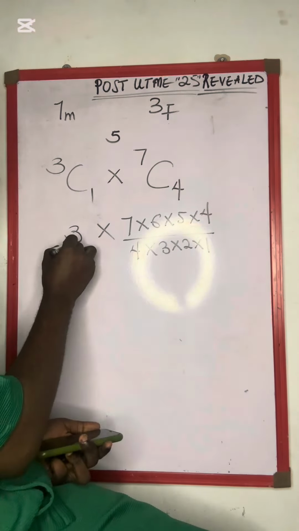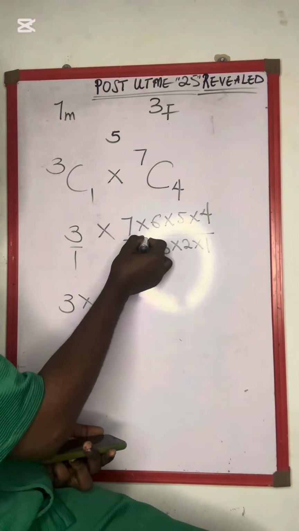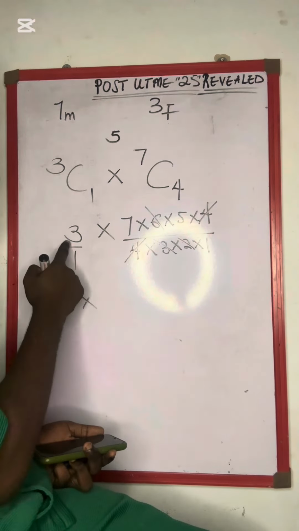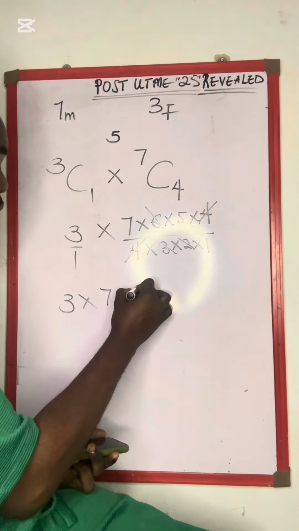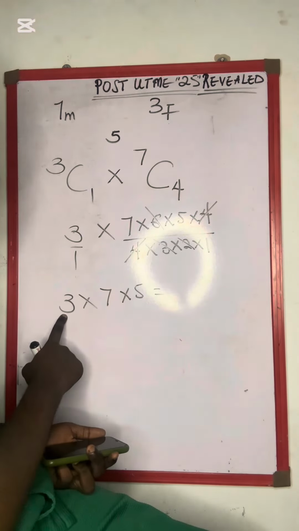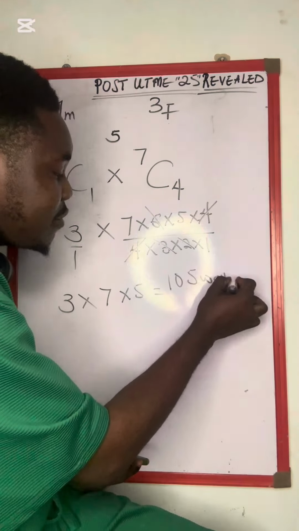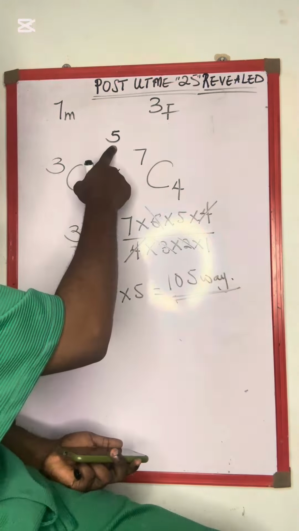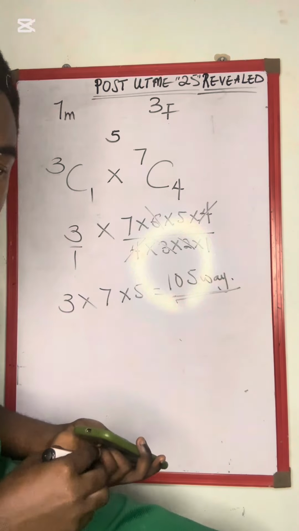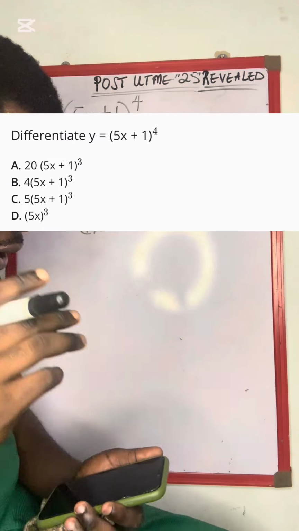Multiply 7 backward 4 times, but divide that by 4 factorial. So let's simplify this expression on the board. 3 over 1 remains as 3, and then let's see what we can cancel out here. 4 can take out 4, 3 times 2 can take out 6. So we are left with 3 times 7 times 5. 7 times 5 is 35. 35 times 3 should give us 105. So there are 105 ways to select 5 people from 7 males and 3 females if 1 female must be present. Okay guys, number 4.